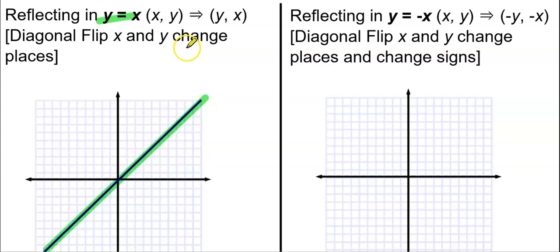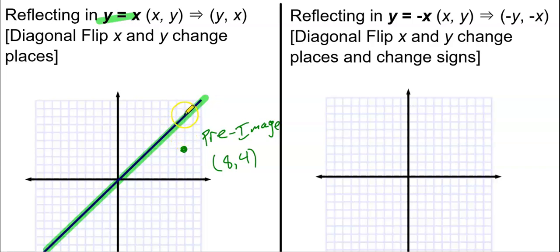Now my rule for Y equals X says (x, y) becomes (y, x). So this is going to be a diagonal flip. X and Y are just going to change places. So if we have my pre-image (8, 4) again, here's my pre-image. We're starting at (8, 4). My image is going to flip to this side of the line. 1, 2, 3, 4 up.